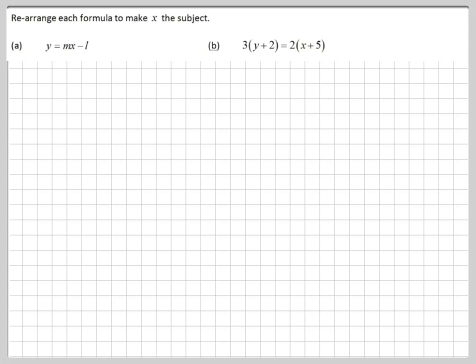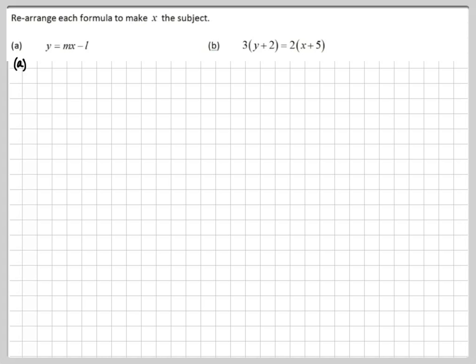So in this case, we'll have an x on one side and everything else on the other side, if you know what I mean. Yeah, because there's not just numbers going to be on the other side, there's going to be pronumerals as well. Okay, let's hit the road.